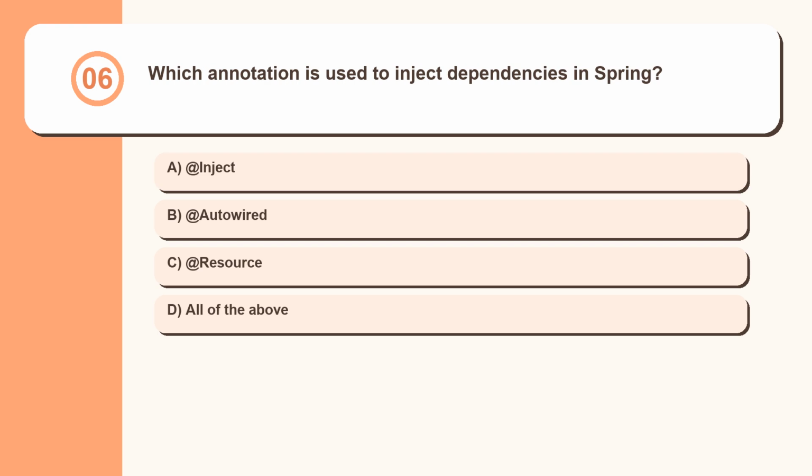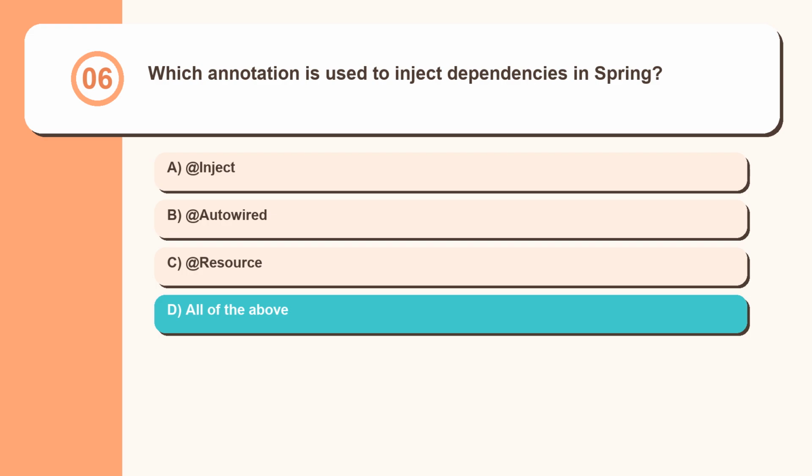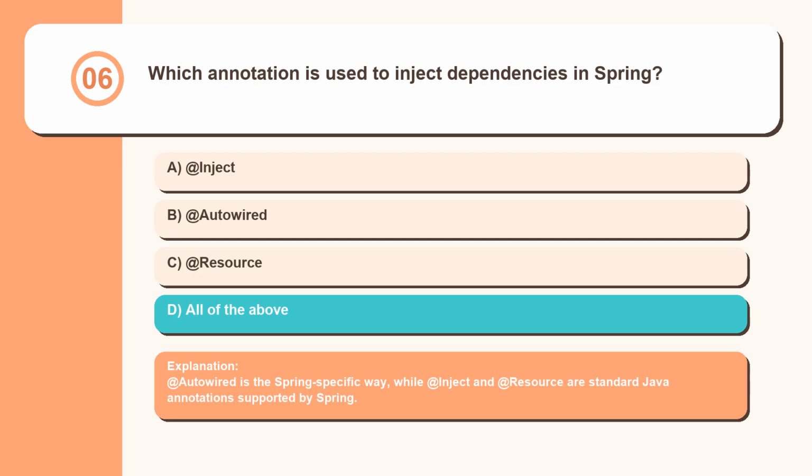Question 6. Which annotation is used to inject dependencies in Spring? @Inject, @Autowired, @Resource, all of the above. @Autowired is the Spring-specific way, while @Inject and @Resource are standard Java annotations supported by Spring.